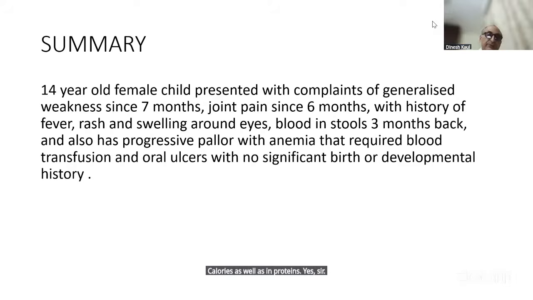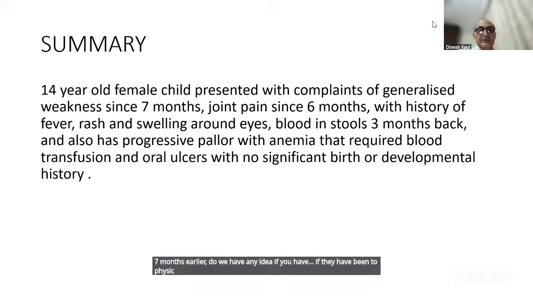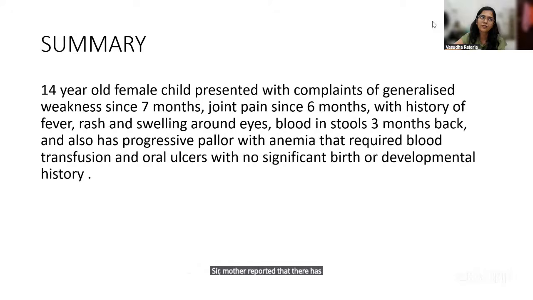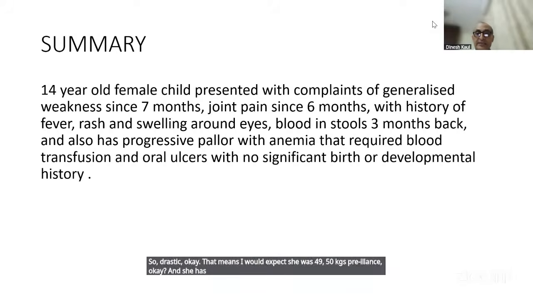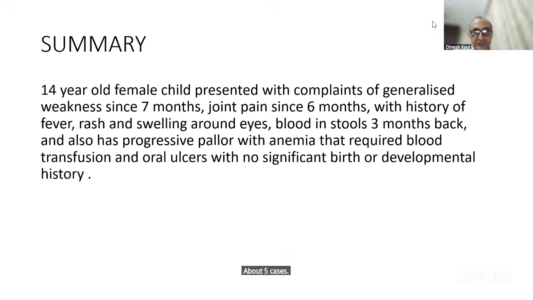And do we know the weight pre-illness, 7 months earlier? Do we have any idea if they have been to a physician? The mother reported that there has been about 4 kg weight loss in the past 6 months. So that means I would expect she was 49, 50 kgs pre-illness, and she has lost about 5 kgs, a significant amount of weight, 10% of weight in the last 7 months.